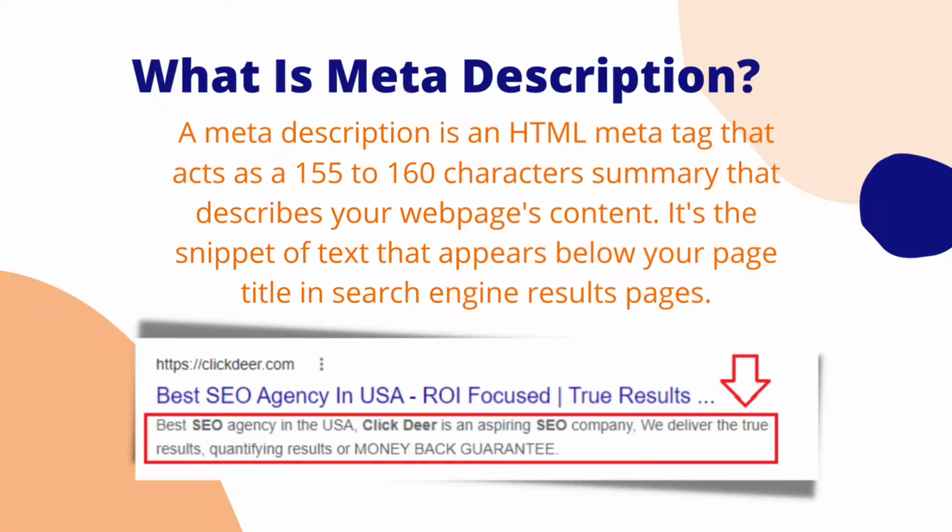So the next question is, what is a meta description tag? Well, a meta description is an HTML meta tag that acts as a 155 to 160 characters summary that describes your web page's content. It's the snippet of text that appears below your page title in search engine results pages. And here is a snapshot of the meta description, and this is how it appears in the search result pages whenever you search for a specific keyword or for the website you are looking for.